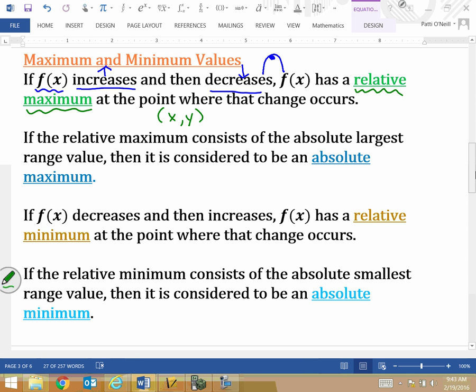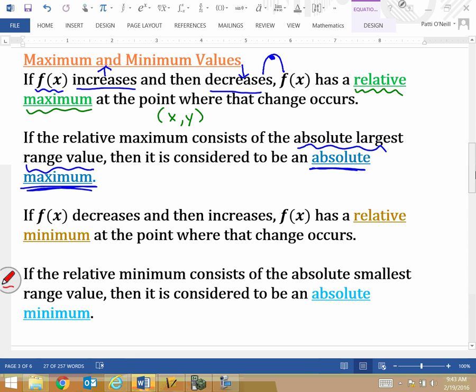If for some reason that relative maximum is the absolute highest point on the graph, so it's the absolute largest range value that occurs, then that relative maximum turns into what we call an absolute maximum, because there will be no higher ordered pair or y coordinate on that graph. Not too hard to understand. You just have to make sure everything is considered relative. Only some values will be considered absolute because they'll be absolute high points on the graph.